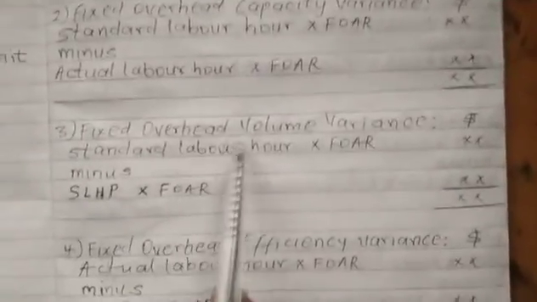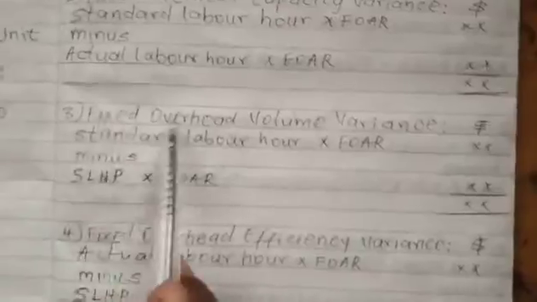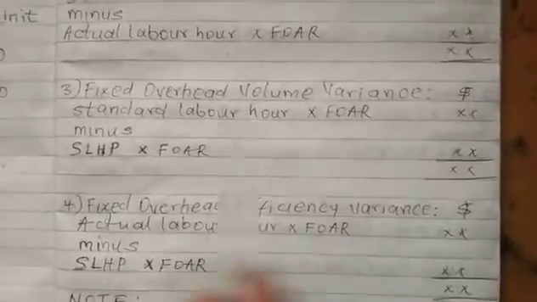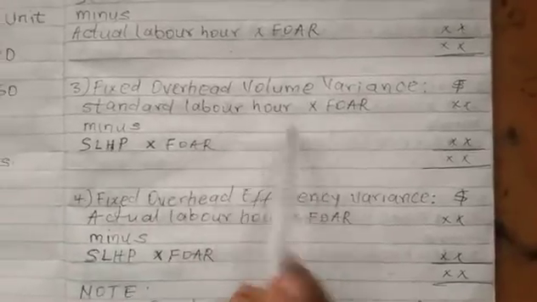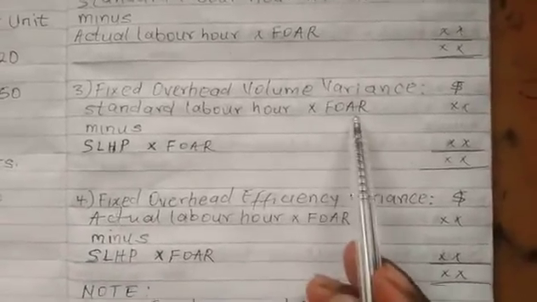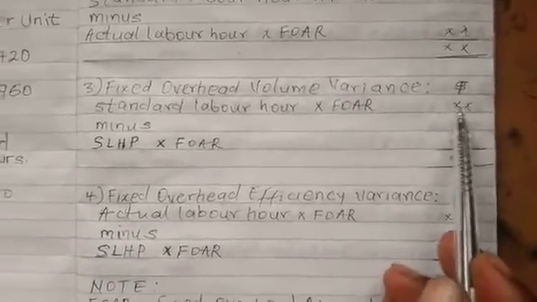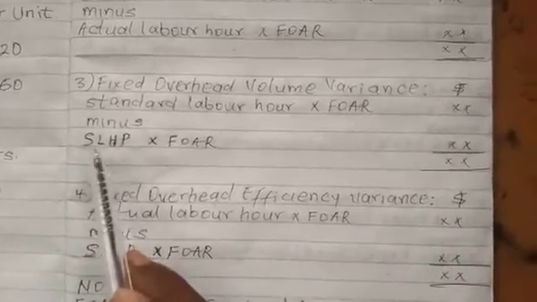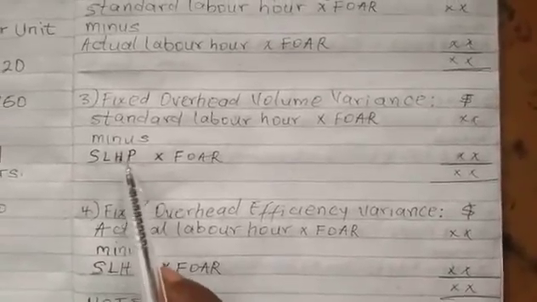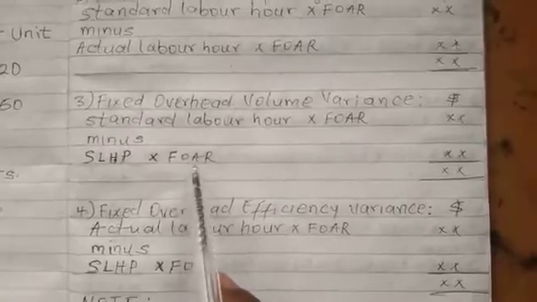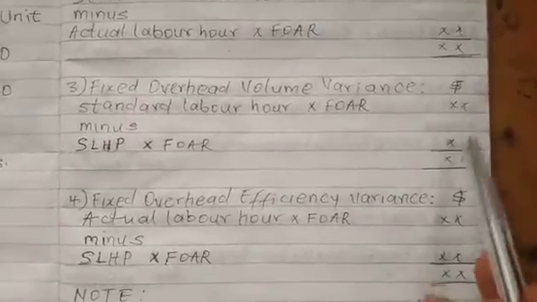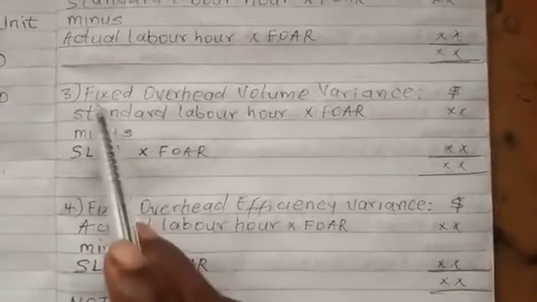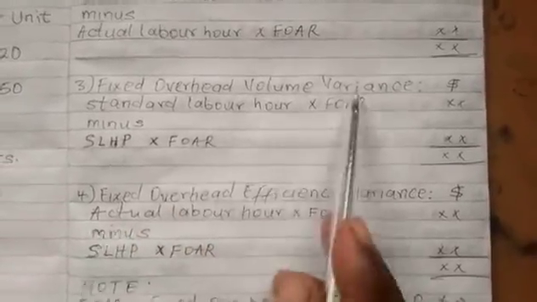3. Fixed overhead volume variance. The formula is standard labor hour multiplied by fixed overhead absorption rate, minus standard labor hour for actual production multiplied by fixed overhead absorption rate, adjusted with each other, giving you the fixed overhead volume variance.